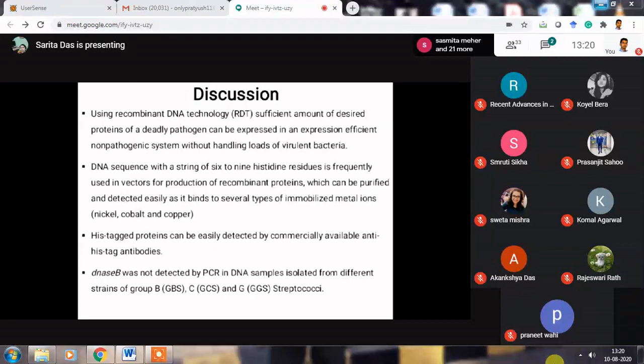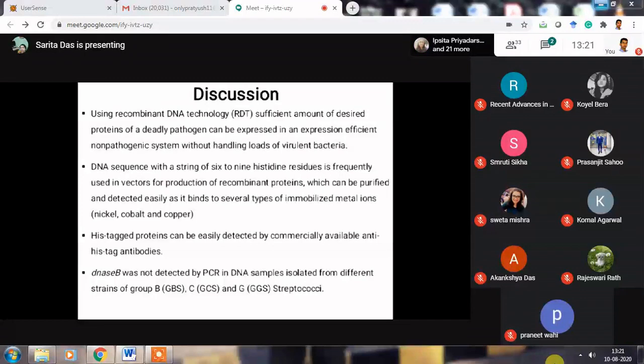Next, coming to the discussion, using RDT, a sufficient amount of desired proteins of deadly pathogens can be expressed in an efficient non-pathogenic system like E. coli without handling loads of virulent bacteria like Streptococcus pyogenes, which is a virulent pathogenic form. So we don't have to handle them.